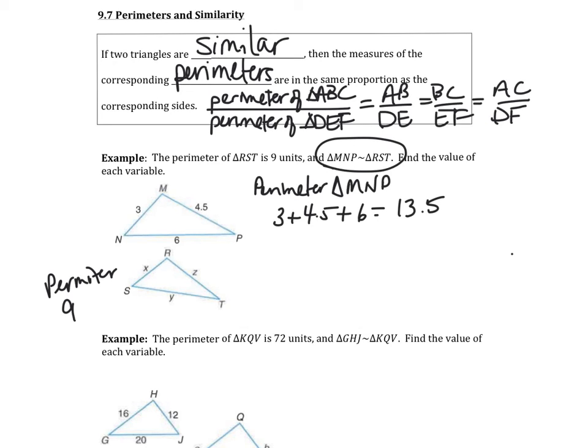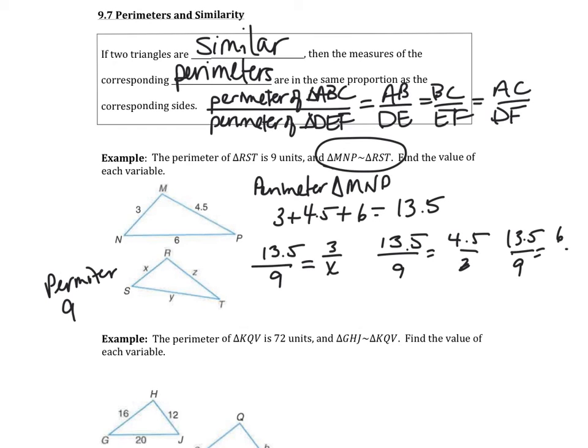Now, since I know that they're similar, I can set the ratios up to figure out the missing lengths. So I'm going to use my ratio of my perimeters. 13.5 over 9 is going to be equal to 3 over x. I'm going to do that 3 times. 13.5 over 9 is equal to 4.5 over z. And 13.5 over 9 is equal to 6 over y. So, getting really good at this, we're going to do our cross products here.